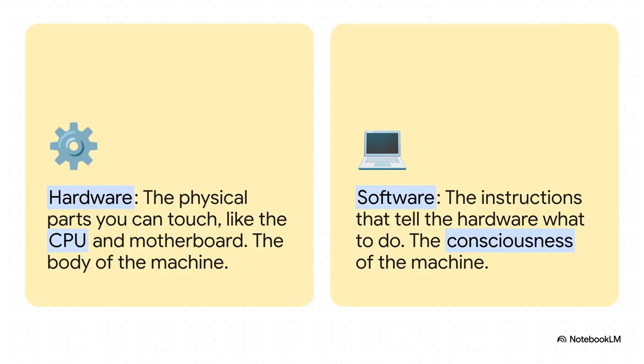So at its most basic level, any computer is really split into two big parts. On one hand, you've got the hardware. That's the physical stuff you can actually touch, the motherboard, the processor, the memory. And on the other hand, you have the software. Those are all the invisible instructions and code that tell the hardware what to do. It's kind of like one is the body, and the other is the mind that makes it all work.